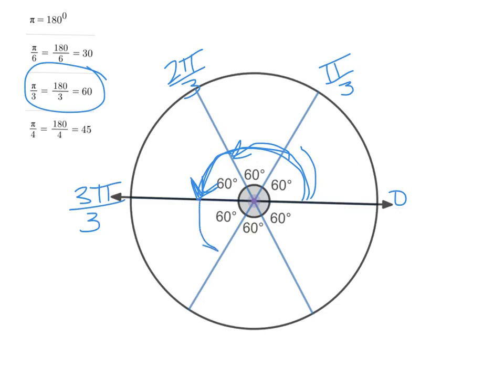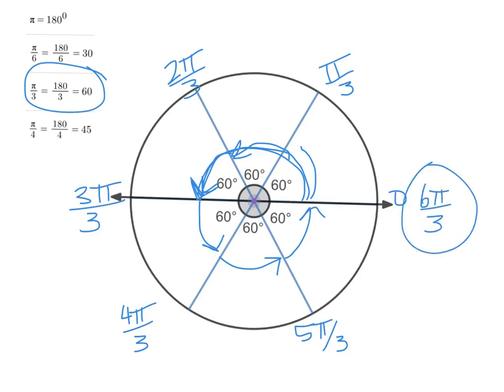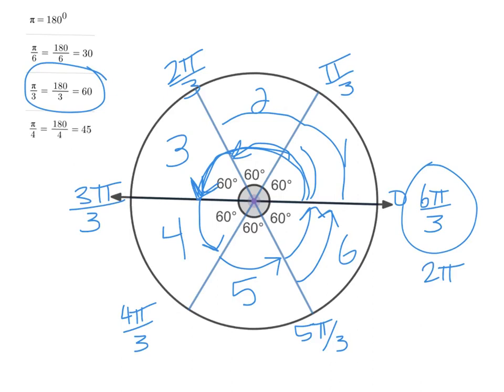We keep going. We've got 4 pi over 3. One more is 5 pi over 3. And last but not least is 6 pi over 3, and 6 divided by 3 is 2, so we know we have 2 pi and we're good. Again, that's 1 pi over 3, 2 pi over 3, 3 pi over 3, 4 pi over 3, 5 pi over 3, and finally 6 pi over 3.